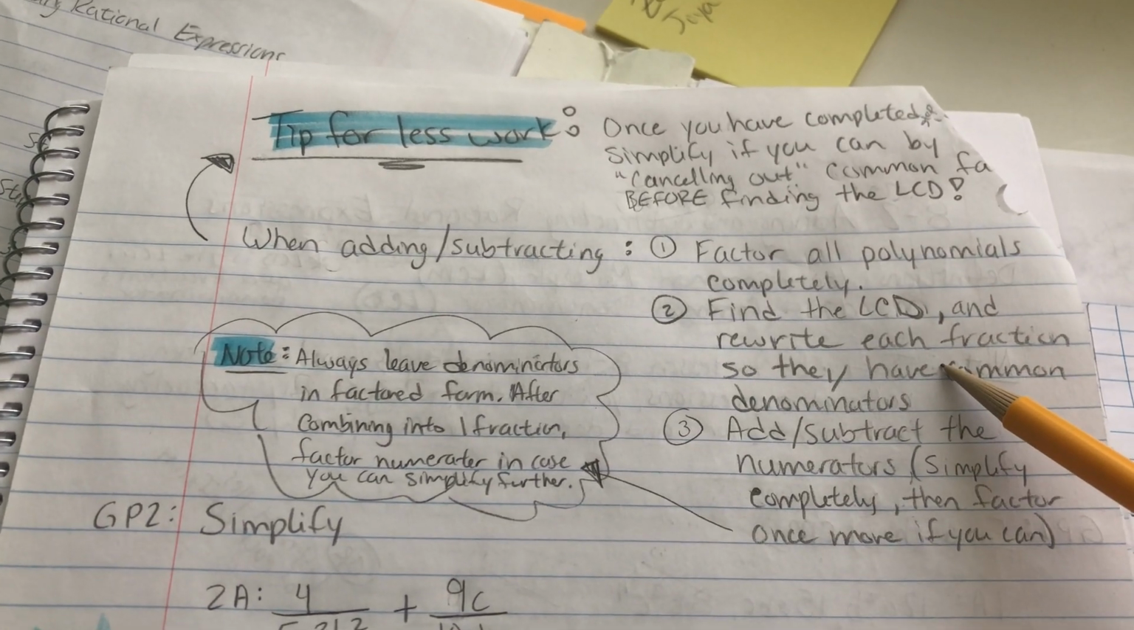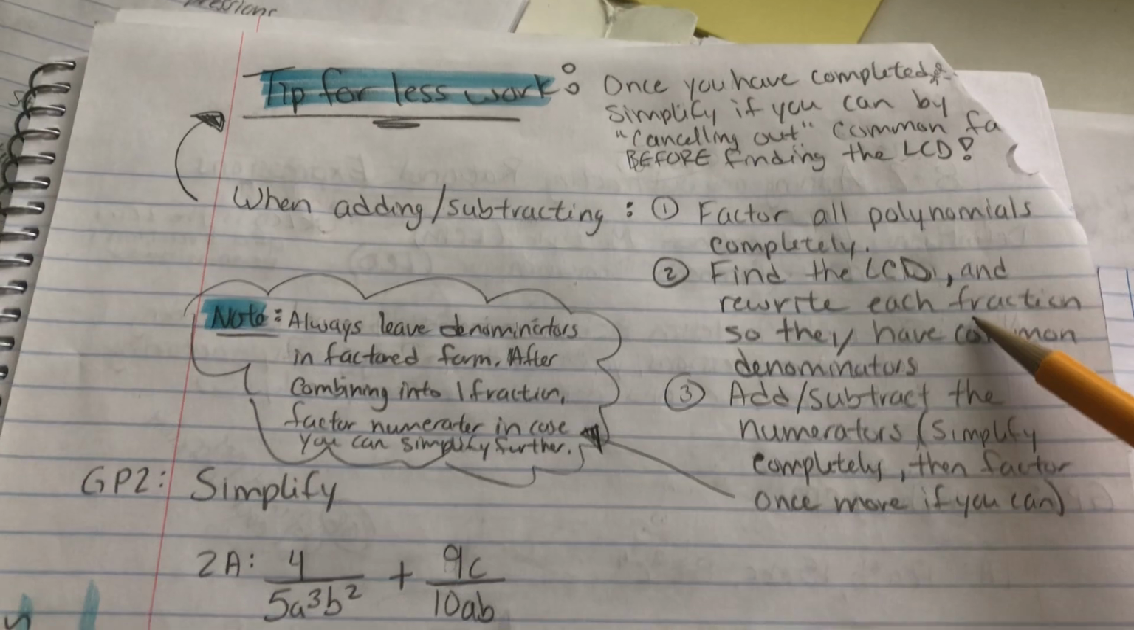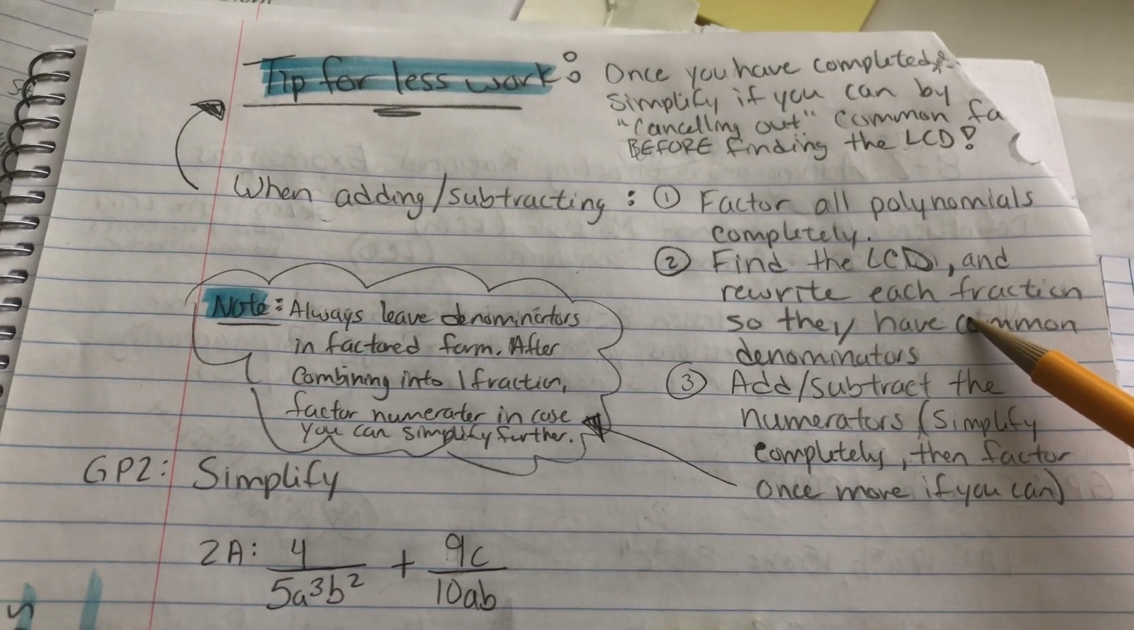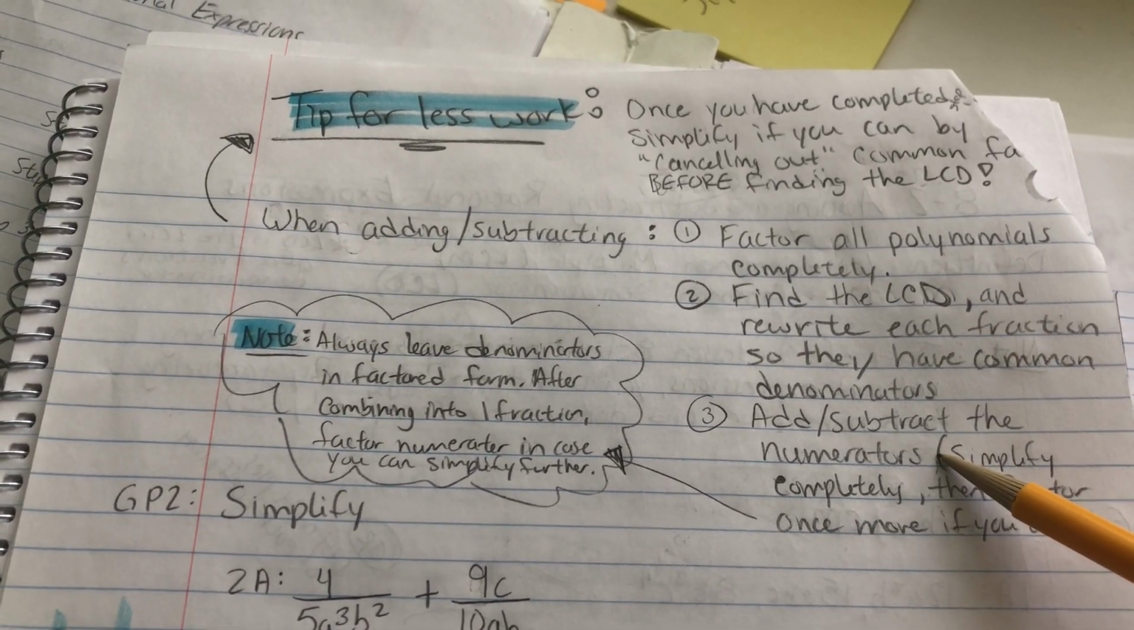Step 2, you're going to find the least common denominator and then rewrite each fraction so that they have those denominators. And then step 3, we will add and subtract.